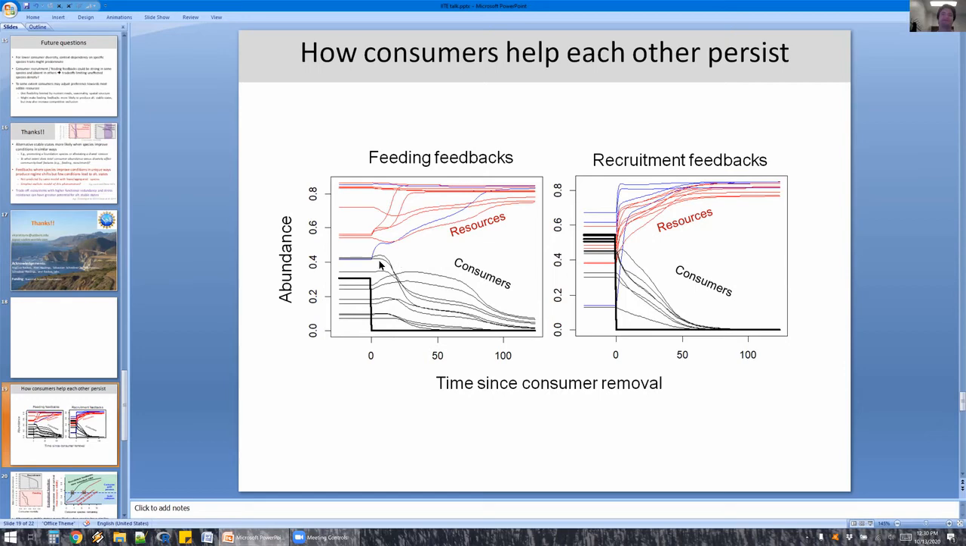So here you see these cascades of extinction with the recruitment feedbacks. Once you take out the critical species, you have this more synchronized collapse of the whole community.